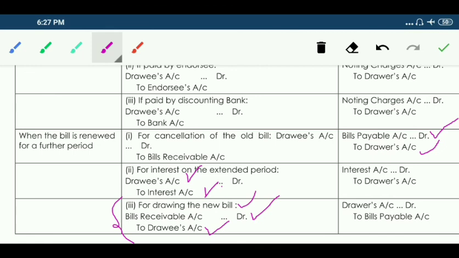Next, for interest on the extended period, interest account is debited, because interest is an expenditure to the drawee. Then the drawer's account is credited. Next, for drawing the new bill, drawer's account debit to bills payable account. This is a simple entry. Bills payable account is a liability.